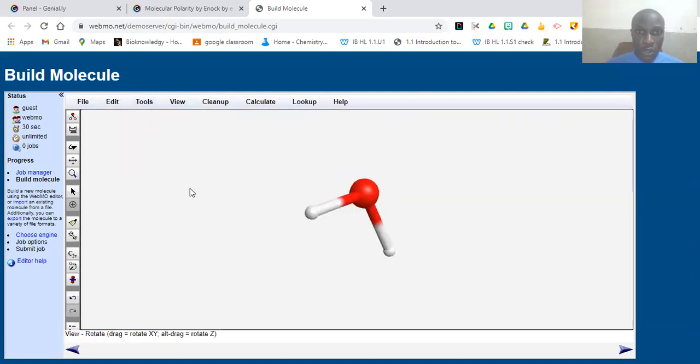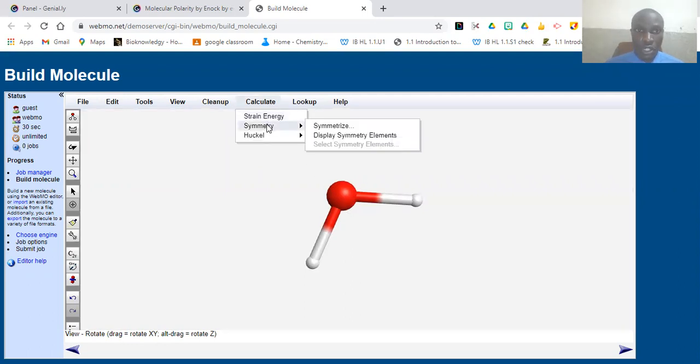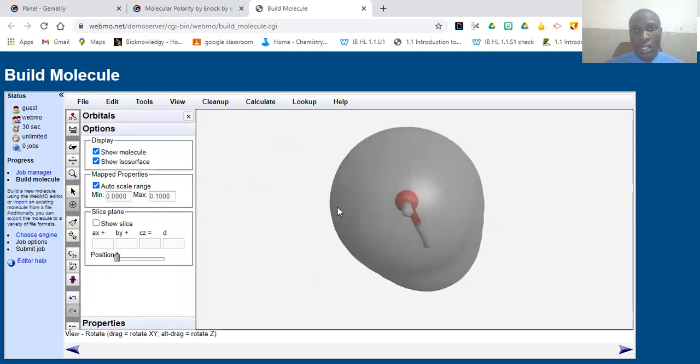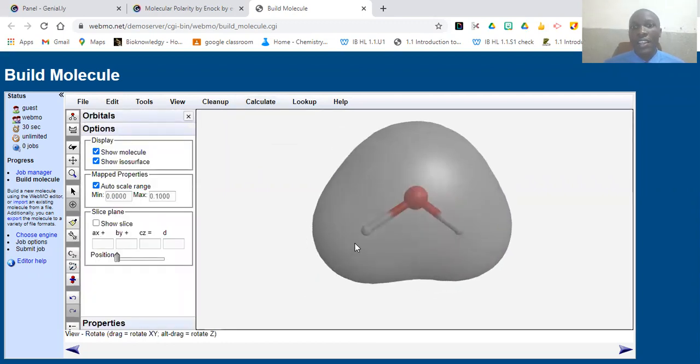That's how we all know that it has a bent structure, although it has a 4-electron domain. Hopefully we all know that. Now, let's try to check on the electron density around this molecule. Look, it is more on the side of water. In other words, the electrons are more distributed on the side of water rather than hydrogen.